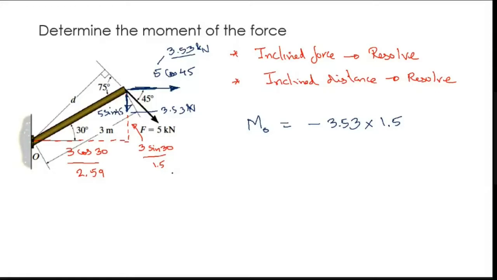Okay, so why that 1.5? Force into perpendicular distance. The perpendicular distance for this horizontal force is the vertical distance, right? Now for this vertical force, their perpendicular distance is 2.59. That is also rotating in clockwise, so it is minus again 3.53, right? 3.53 into 2.59, right? So what is your value now?